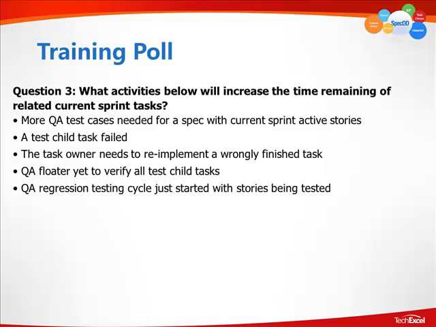Number 4, QA floater, yet to verify all test child tasks. Again, a QA floater, even if it is a QA floater residing with the development team, they do not increase the time remaining for developer tasks. And last but not least, QA regression testing cycle just started with stories being tested. QA regression testing has nothing to do with developers. It's part of the QA team, so therefore it has nothing to do with the time remaining of the current sprint tasks. Correct choice number 3.